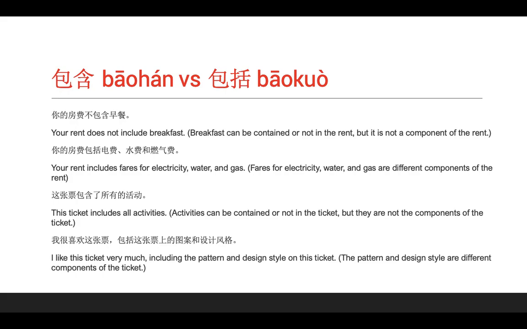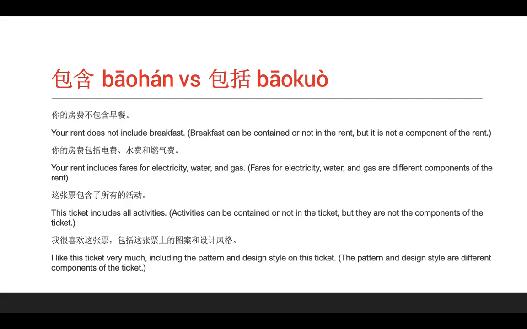Firstly, let me give you some examples. 你的房费不包含早餐. Your rent doesn't include breakfast. So here breakfast can be contained or not in the rent, but it is not a component of the rent. It means in the rent, it can include several items, and breakfast can be one of these items. But breakfast doesn't make up the rent. It's not a component of the rent.